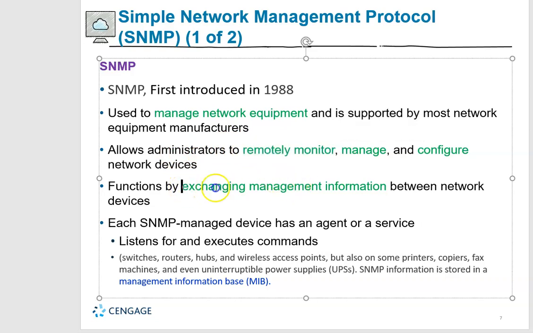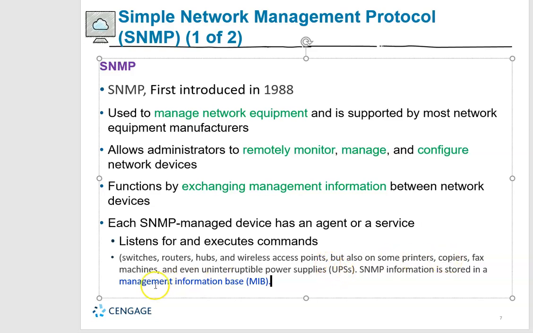How does it do it? By exchanging management information between network and devices. To make this happen, every device has to have loaded on it an agent or service that can accept the commands sent remotely for managing the network and then executing them. So what are some of the devices? It's listed here: switches, routers, hubs, and so forth. But it's not just those obvious ones. You also have printers, copiers, fax machines, and even UPSs that could have an SNMP agent on it.